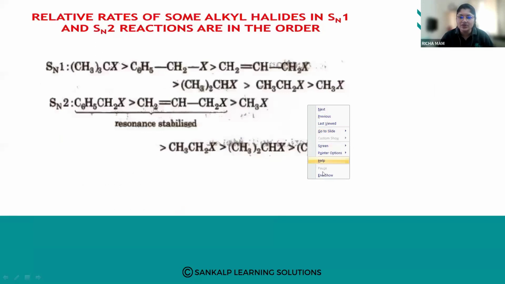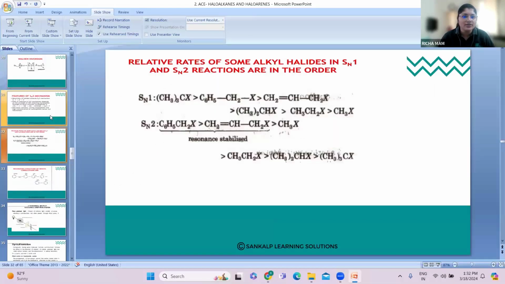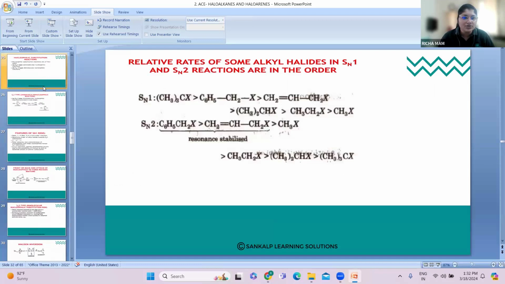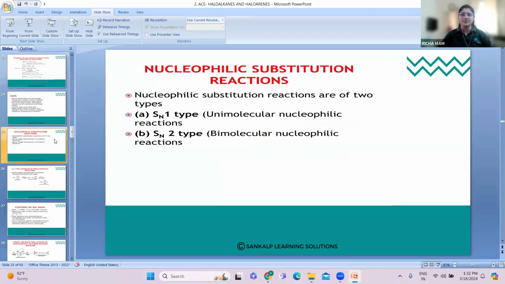So in the previous session, what things have we discussed? We had started with the nucleophilic substitution reactions. These nucleophilic substitution reactions are of two types: the SN1 mechanism and the SN2 mechanism. What is SN1? Substitution nucleophilic unimolecular. And what is SN2? Substitution nucleophilic bimolecular.